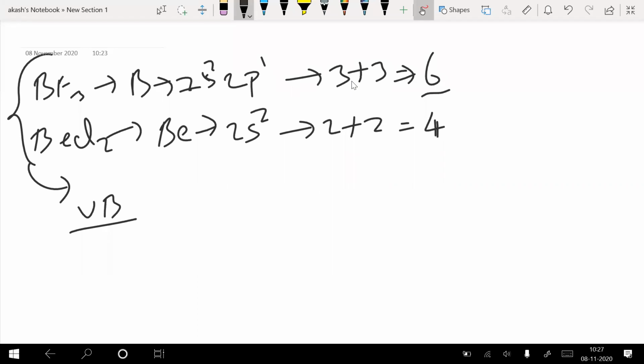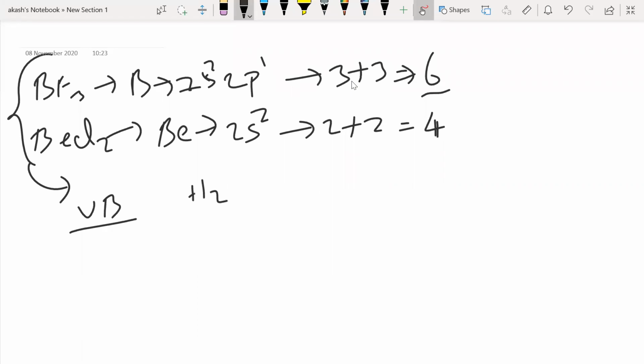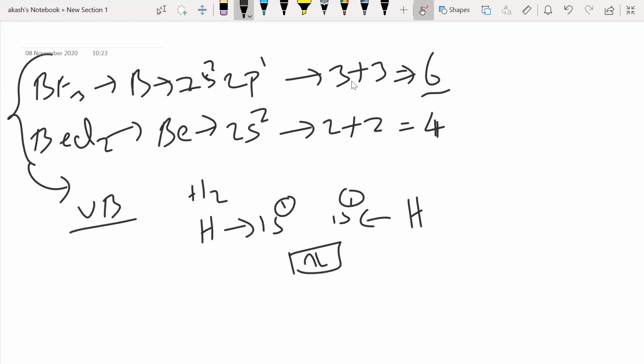Say I'll take the H2 molecule, the simplest one. If I take H2, I have hydrogen having one 1s electron, another hydrogen also having one 1s electron. So you can see there are unpaired electrons in the valence shell. A covalent bond is formed when they come together and become paired, and I have one covalent bond formed between the hydrogen atoms.